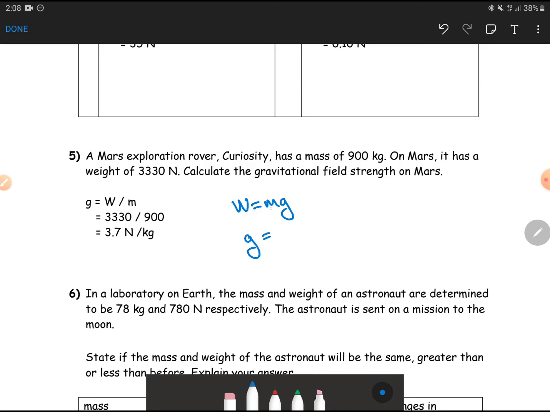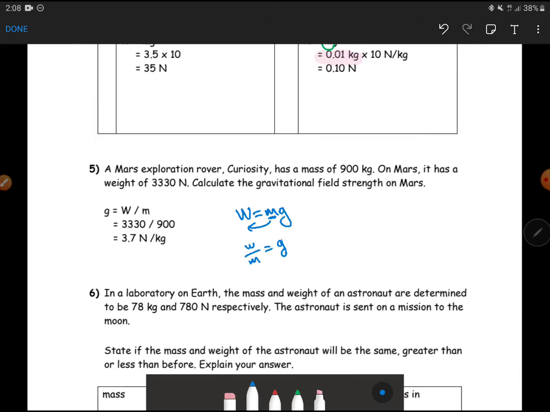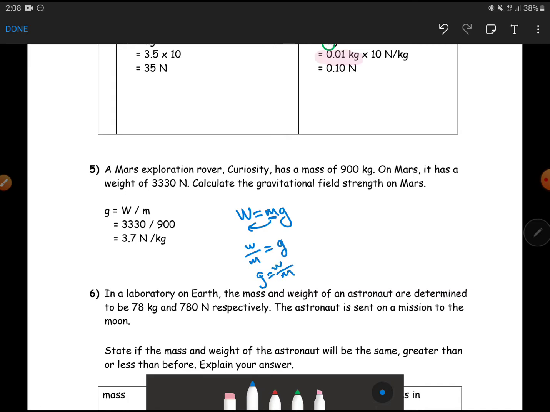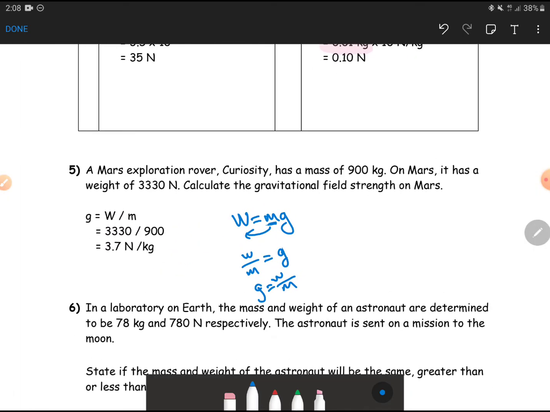So I make G the subject, I bring the M over to the other side. Sorry, let me just erase this first. So when I bring M over to the other side, I get G is equal to W divided by M, weight divided by mass. And that would basically be the same as writing it this way. And that's why you see that I've got my equation there.